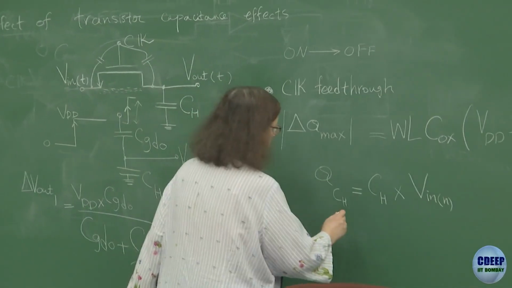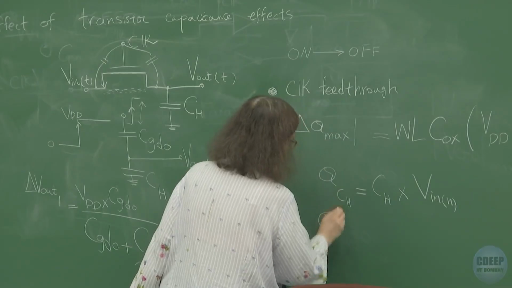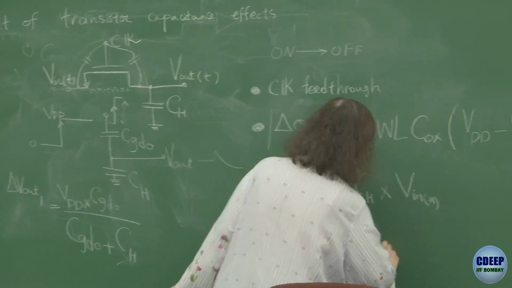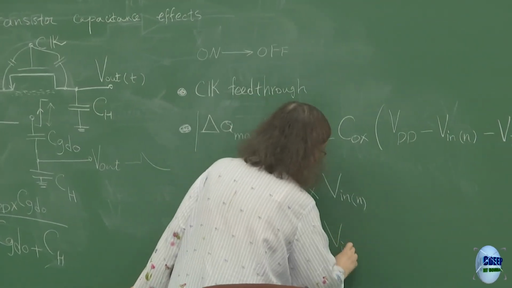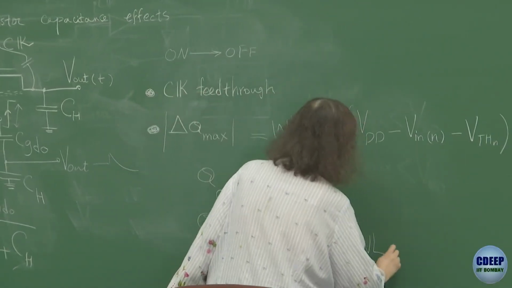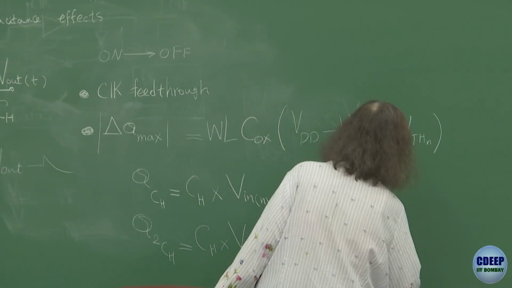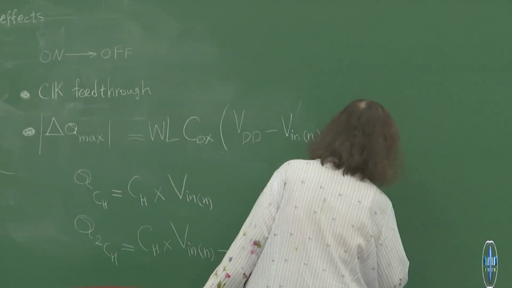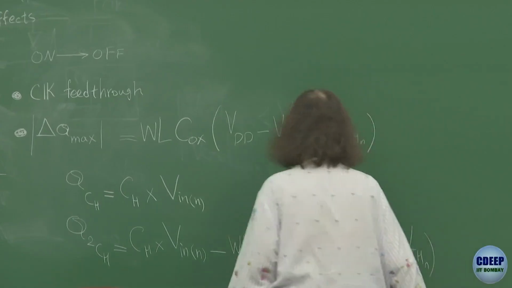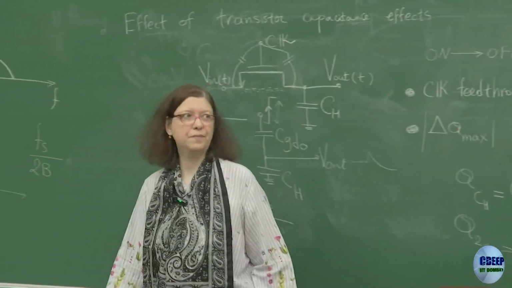Therefore, this value now will change and becomes Q2 on CH. This value is the same as what was given during tracking at the end of the track cycle, minus, because these are electrons, WL Cox (VDD minus Vin minus VTH). So this is eventually showing the change in the charge. This is the error.